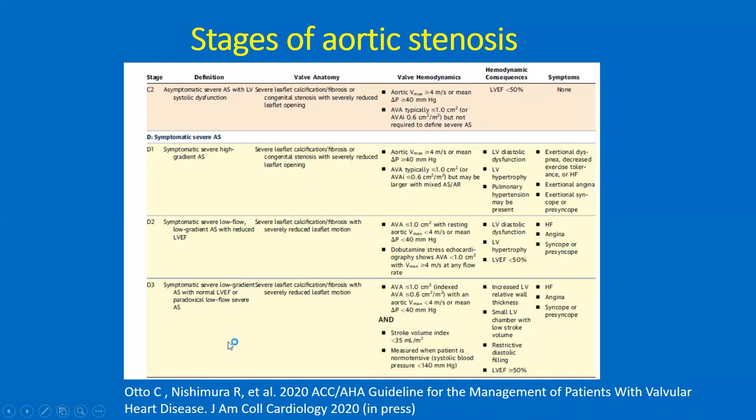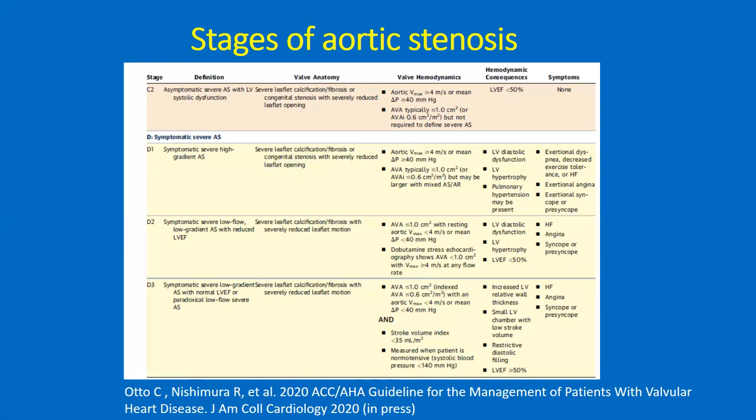The valve anatomy shows severe calcification, and there is discrepancy between the valve area, which is less than 1 centimeter square, and the gradients, which are less than 40. And there is a stroke volume index reduced to less than 35 milliliter per meter square. And this diagnosis should be made when the patient is normotensive.